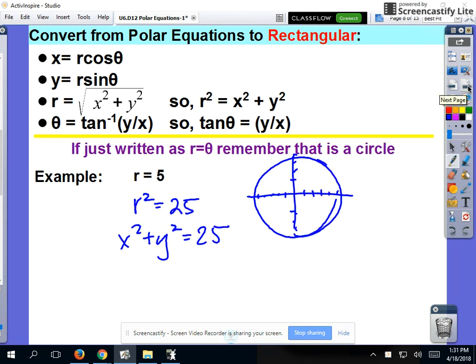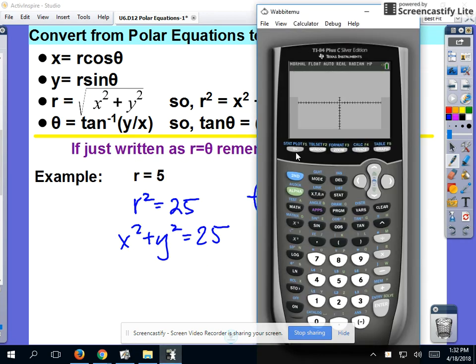Moving to the next one, r equals 5. So if we go to this, press y equals, change the r equals equation to r equals 5, and press graph, we're going to see a circle that has a radius of 5 and centered at 0, 0. I'd like for everybody to look at the window, though. If you press the window, you're going to notice that you have an extra bit of information there. There's x min, x max in the scale, and then y min, y max in the scale. But what's important here is the theta min and theta max.